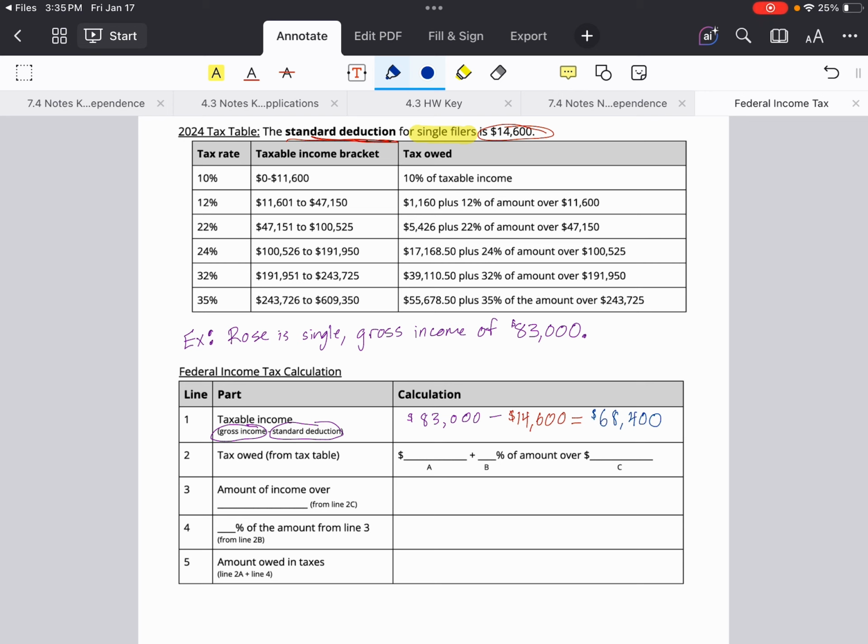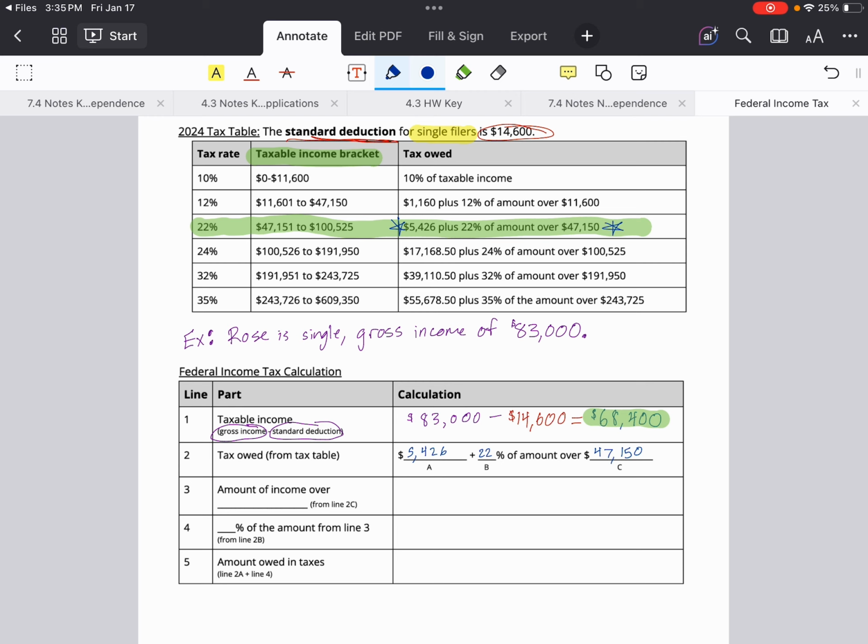So now we're going to go to the table and see which bracket line does this fit in. So we are looking for 68,400 in this column of the table. So I can see that it fits in that third line of my table. And what we're going to do is just fill in the blanks for this part in the right column. So the tax owed is going to be $5,426 plus 22% of the amount over $47,150.